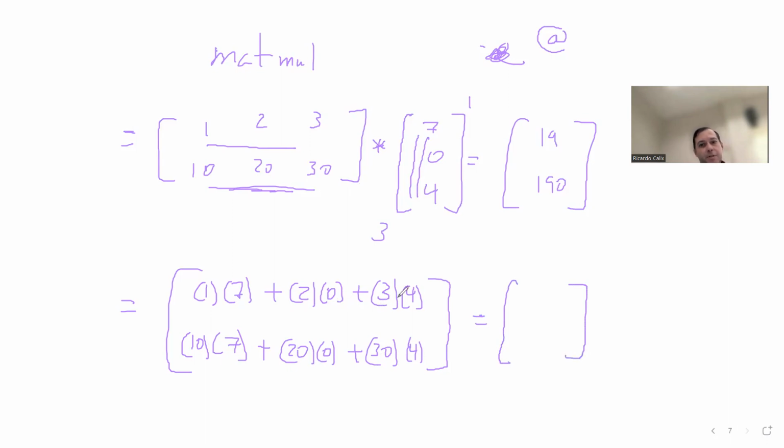7, that's 0. So this is 12 plus 7 is 19. And then the other one, this is 0. This is 70. 120 plus 790. Do you guys see that? That's it. This is just treated as an algorithm.